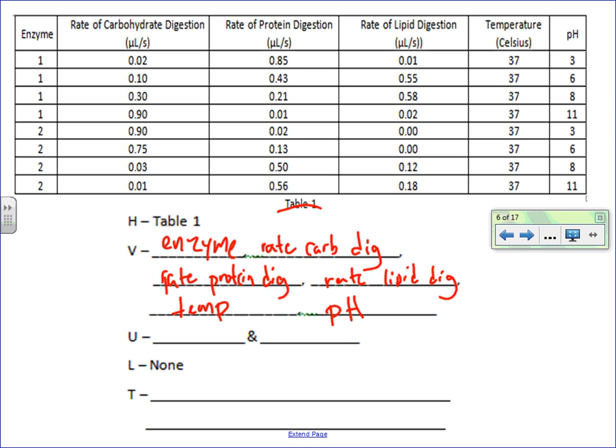Move on to units. There's actually only 2 different units that are used in here. What are the 2 units we're using today? The units are microliters per second and Celsius. Excellent. All right, for those of you at home wondering what the funny looking U is, that is a Greek letter that is used to represent the word micro. All right, micro is very, very small.